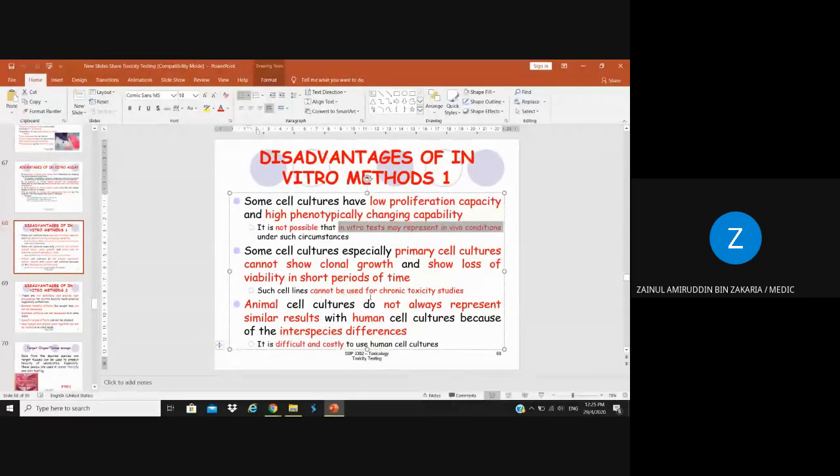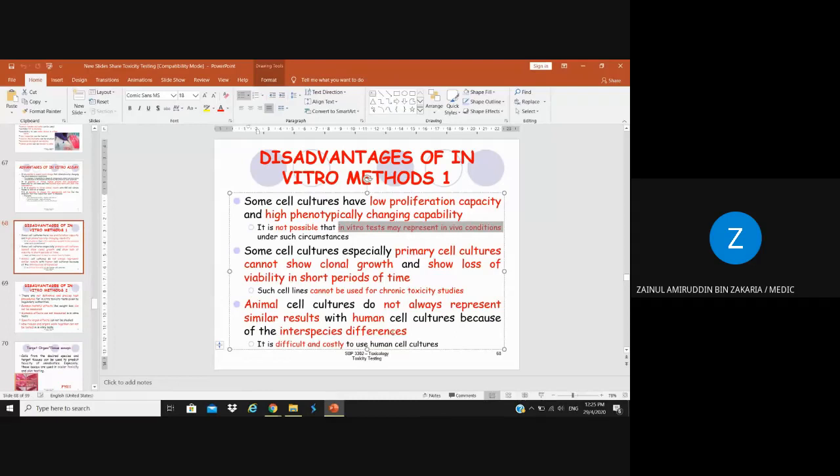And then animal cell culture does not always represent similar results to human cell cultures because of interspecies differences. So that's what I told you yesterday about curcumin, C-U-R-C-U-M-I-N, which was found to be effective in cell culture, but not effective at all in the animal. We are talking about animal and human due to interspecies differences. So animal, as you know, does not always represent similar results to human, definitely.